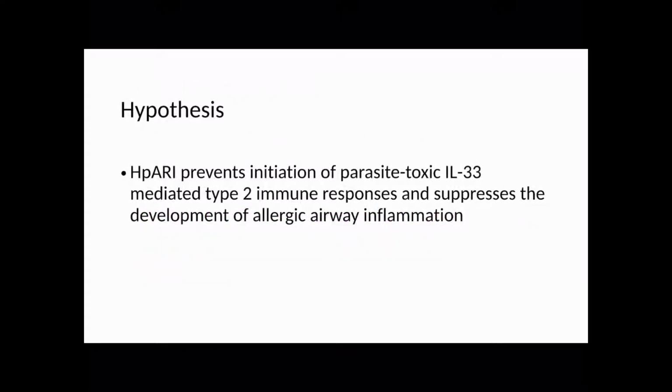To conclude our video, I'd like to tie everything together and back to our paper. Under normal circumstances, a reduced form of IL-33 interacts with its target ST2 to further the proliferation of other helper T2 cells. In our paper, it interacts with the protein HpARI, leading to its suppression, and as a result, the suppression of type 2 immunity.